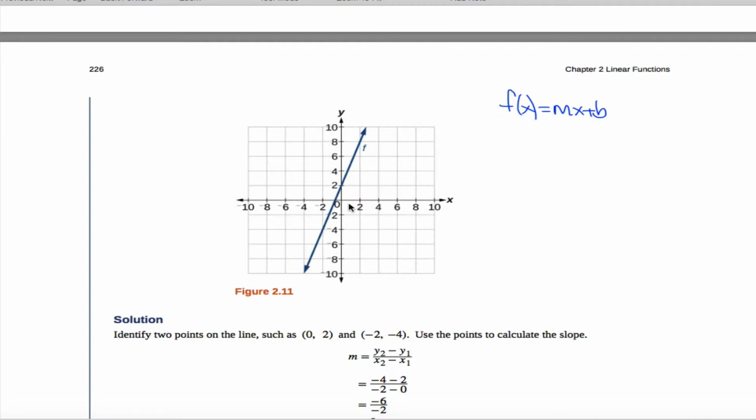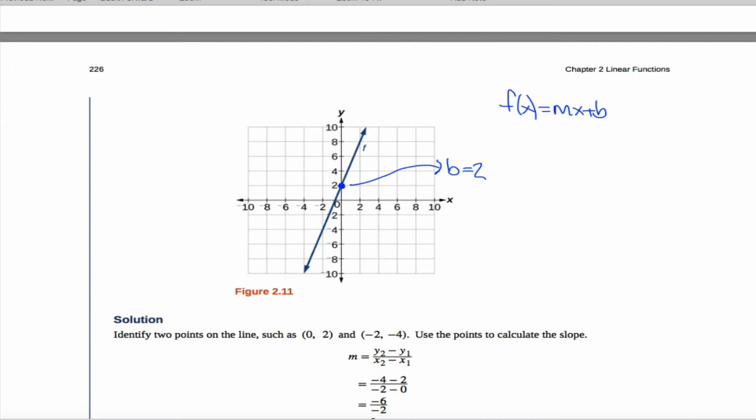Because if you look at the graph here, one of the points on the graph, this point right here, when the x-coordinate equals 0, the y-coordinate equals 2. This is the y-intercept. And the y-intercept is b in mx plus b. So just from this point right here, we can deduce that b is equal to positive 2. So we're halfway there. If we could just figure out m, we'd be done.